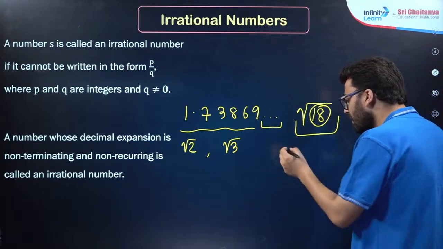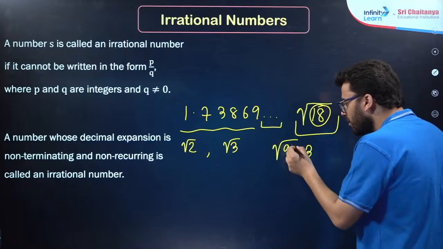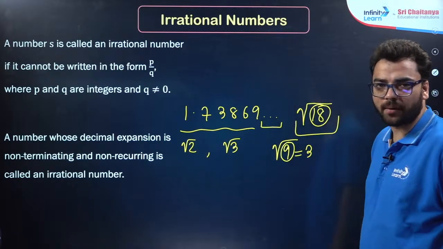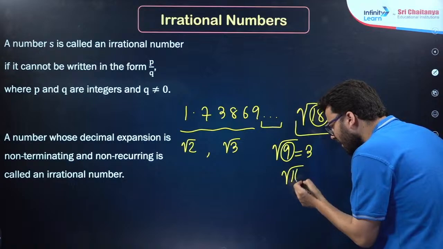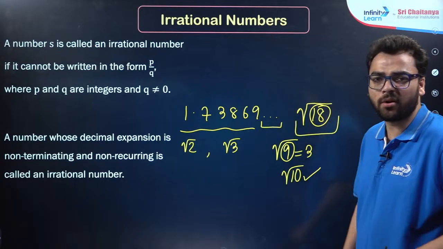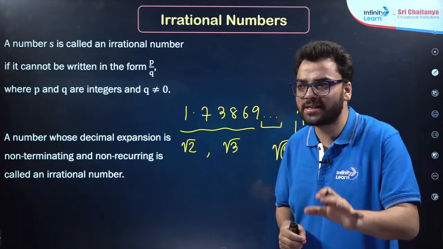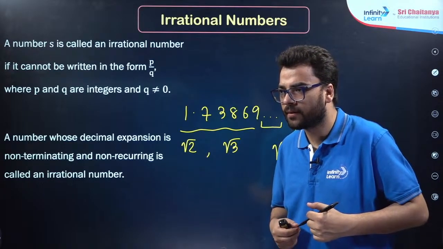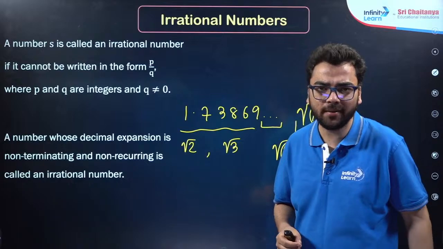But if you take root 9, that is a rational number because 9 is a perfect square number. So the square root of a non-perfect square number is an irrational number. 10 is a non-perfect square number, so therefore its square root is an irrational number. I hope that one is clear to everybody.